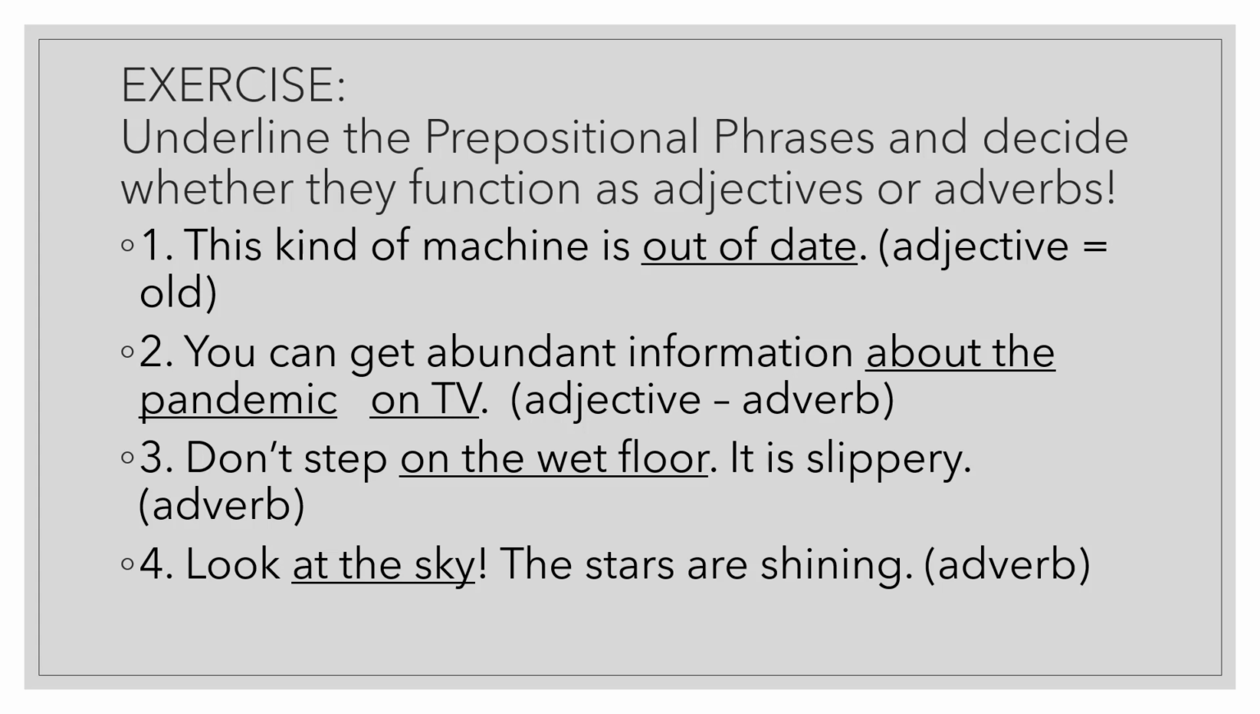Number 2, you can get abundant information about the pandemic on TV. In this sentence, we have 2 prepositional phrases. 1, about the pandemic, and number 2, on TV. About the pandemic is an adjective because it is used to explain a noun, information. Information is a noun and it is explained by the prepositional phrase about the pandemic. So about the pandemic is an adjective.